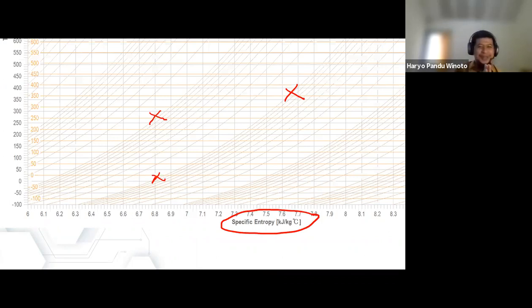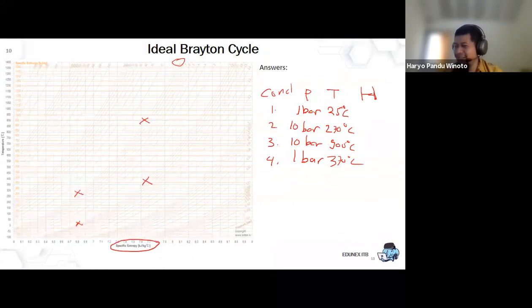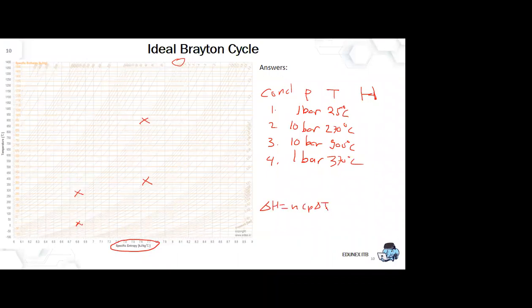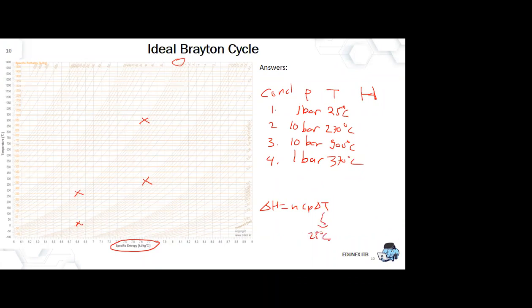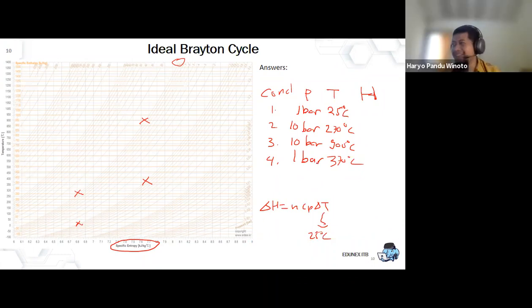No? It's okay. Because enthalpy, what is the equation for enthalpy? Delta H is equal to n Cp delta T. And mostly the experiment to find the delta H happens at what? 25 degrees centigrade. So here it is 0. And then what is the enthalpy at 270 degrees centigrade?